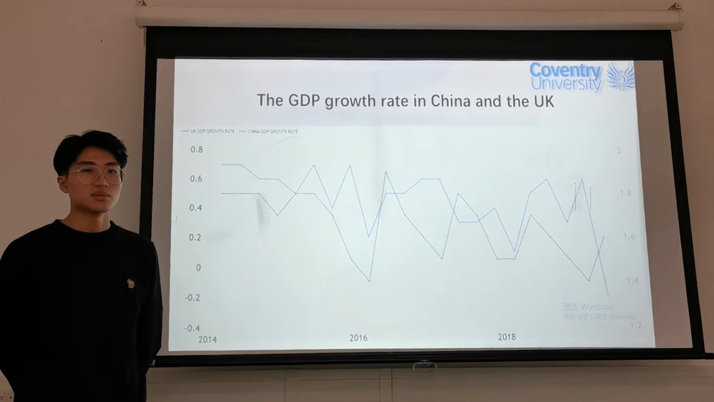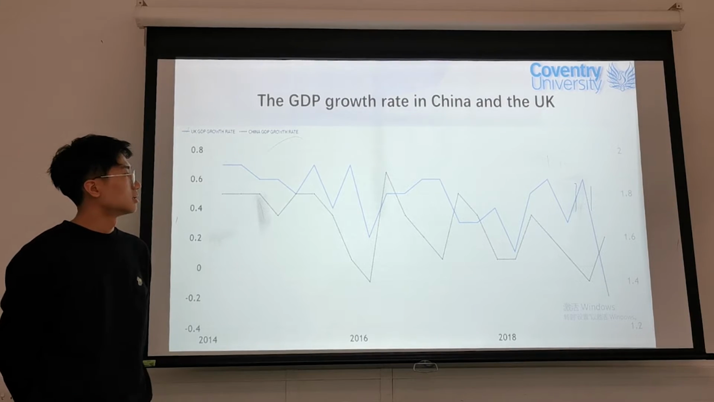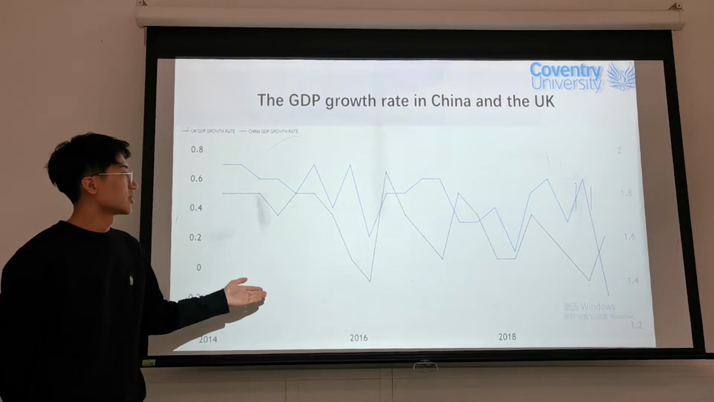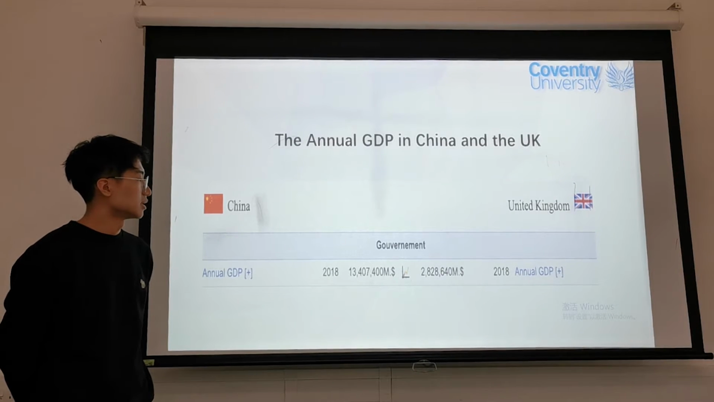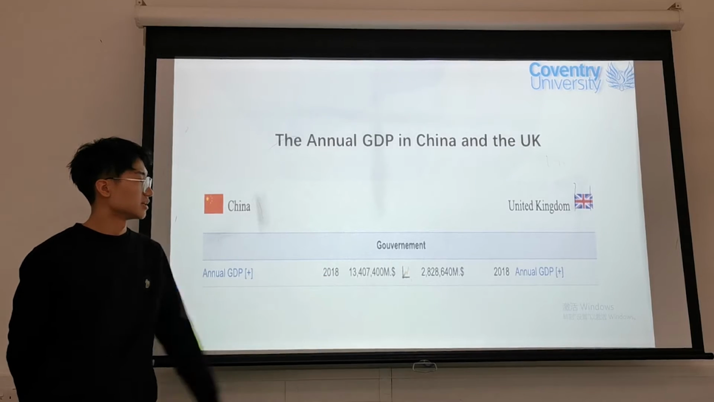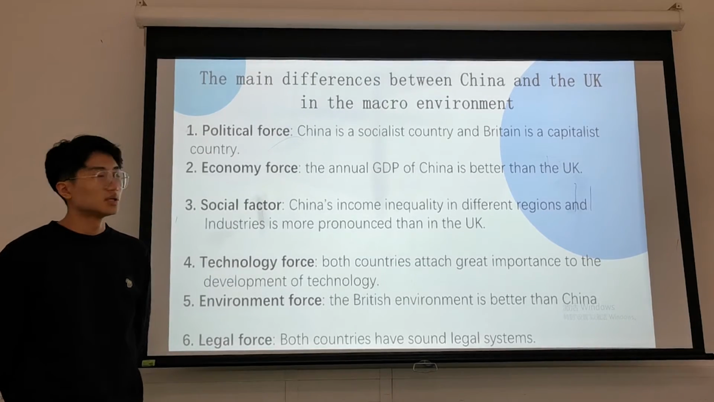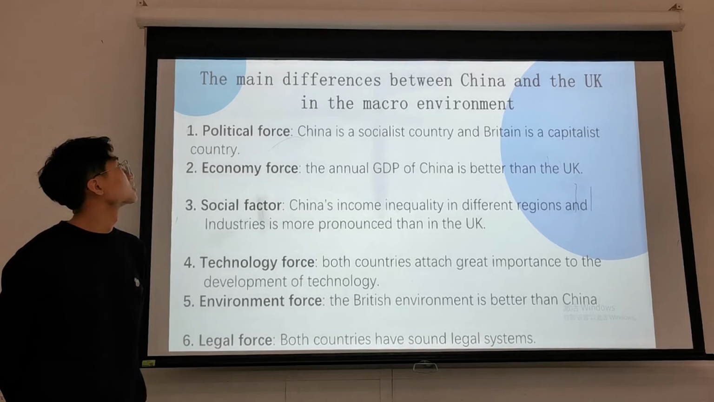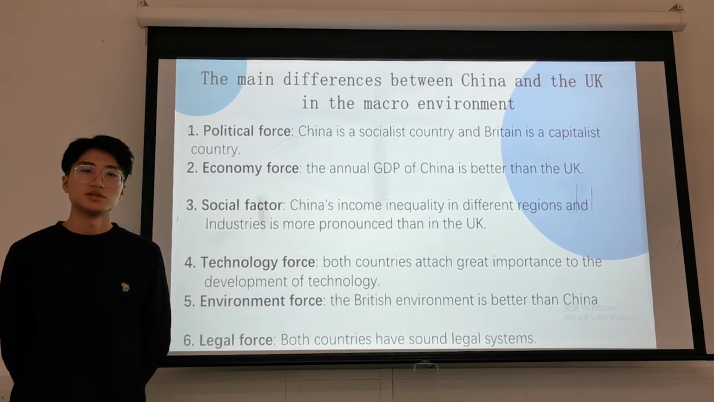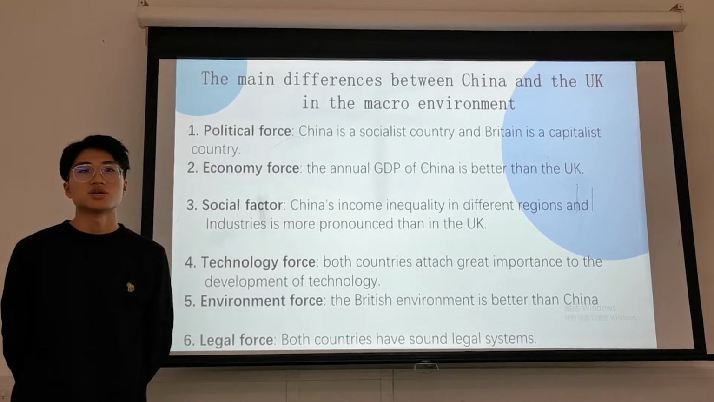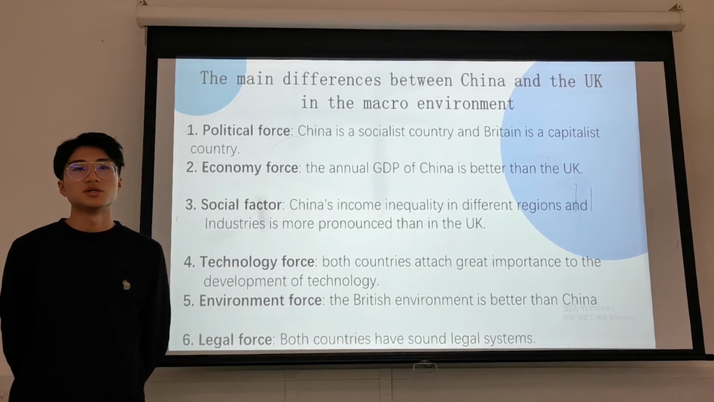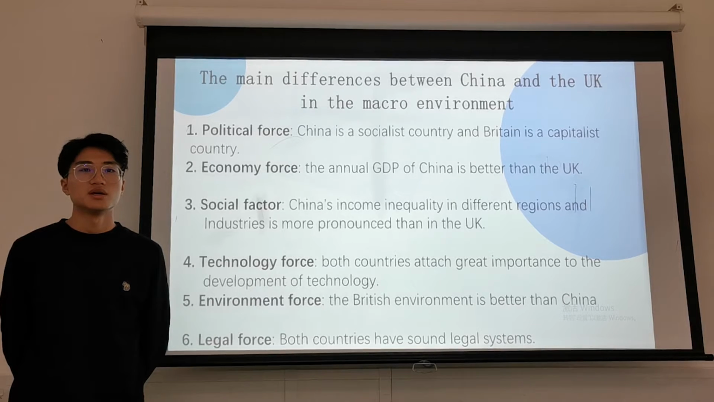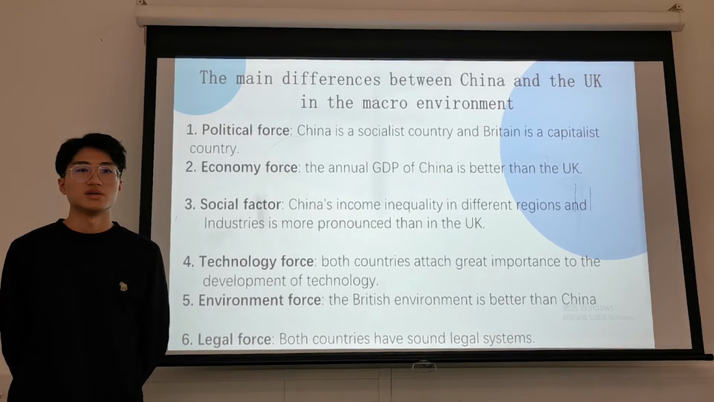The next is about GDP growth rate. We can see that the UK is better than China. At last is the annual GDP. At this time, China is better than the UK. Now I will give a short conclusion about the main differences between China and the UK in the microenvironment. China is a socialist country and the UK is a capitalist country. The annual GDP of China is better than the UK. However, the GDP growth rate and the business confidence are lower than the UK.